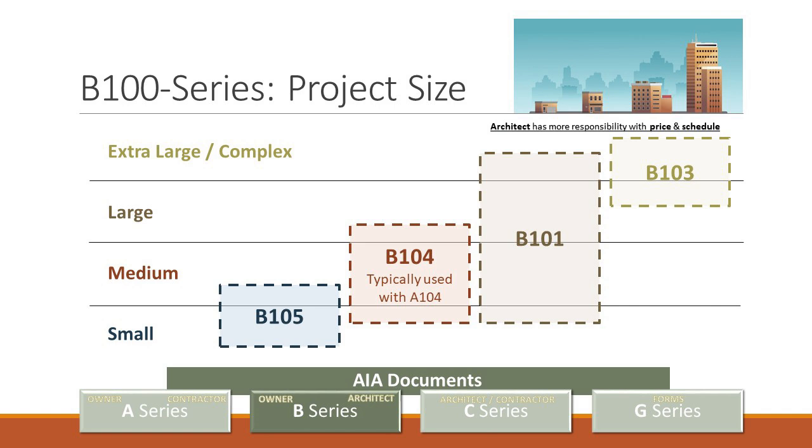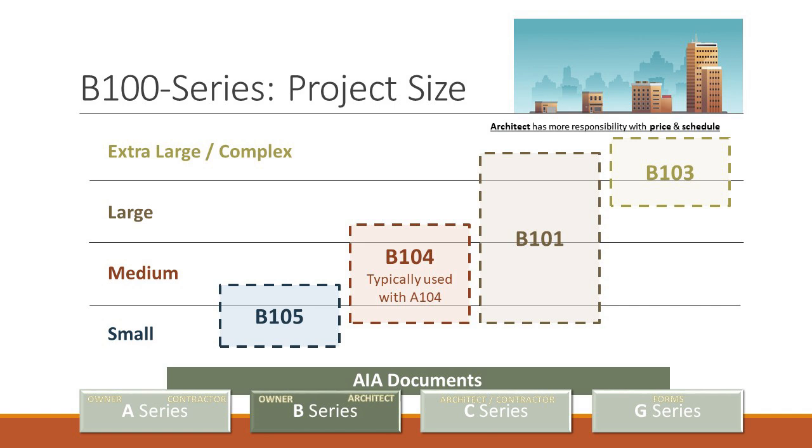The B104 is a document that you would use in conjunction with the A104. It's built specifically to be used with the A104. So if you know, as you're talking to the owner, that you want this one-stop shopping document instead of a 100 and a 200, and you think it's best to use the A104, then as the architect you're going to want to use the B104.